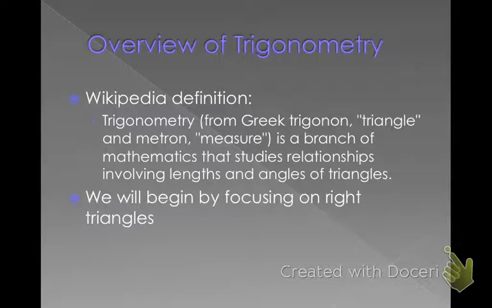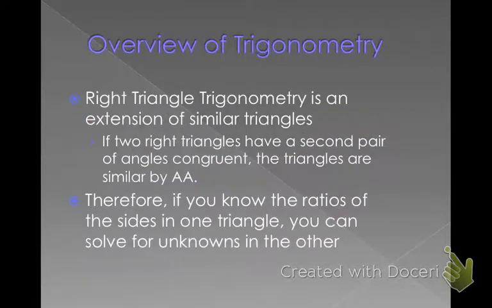The Wikipedia definition of trigonometry breaks it down into the two roots of the word, the one that means triangle and the one that means measure. So we're discussing the relationships between the lengths and angles of triangles. We'll begin by focusing just on right triangle trigonometry.